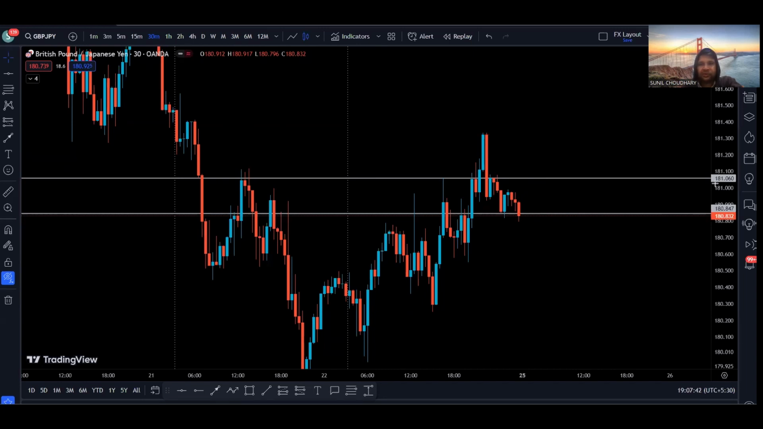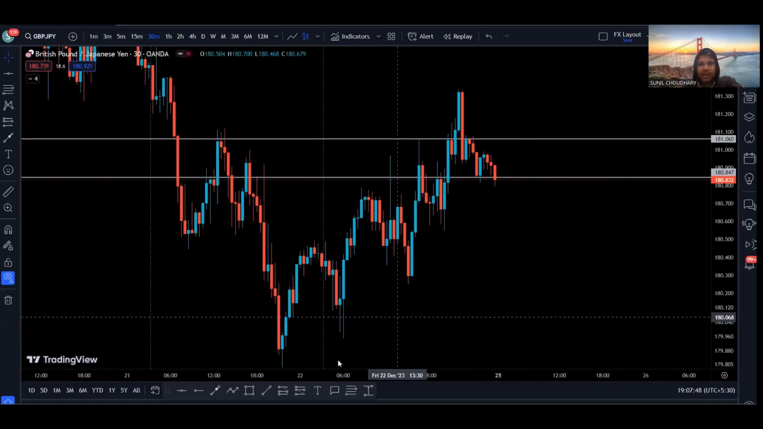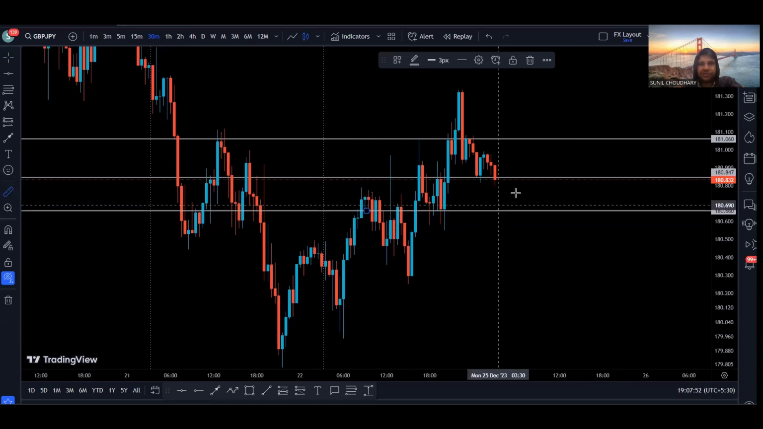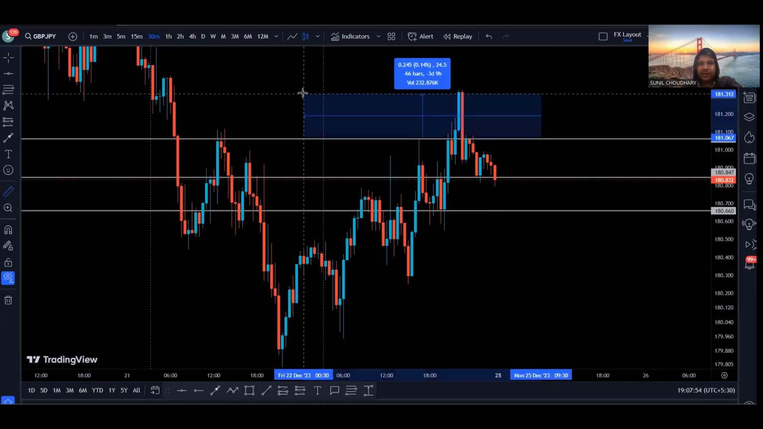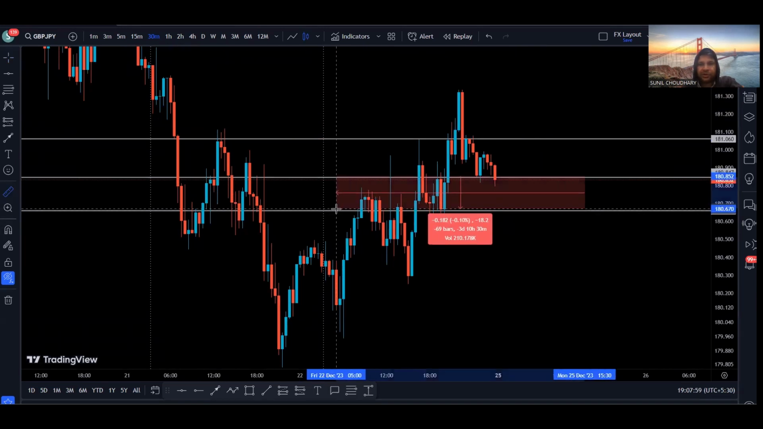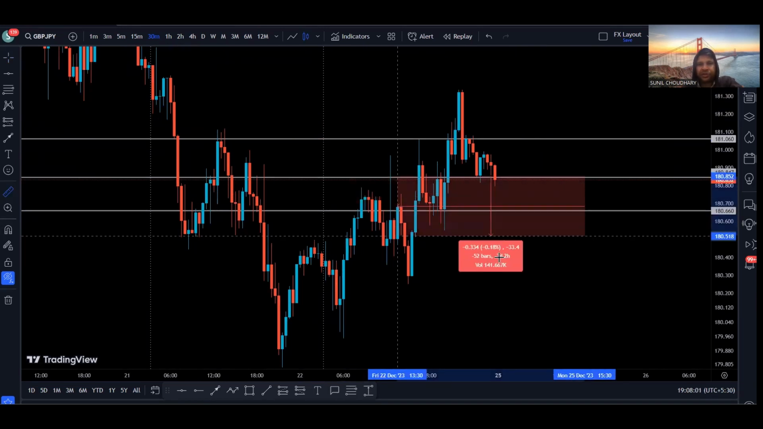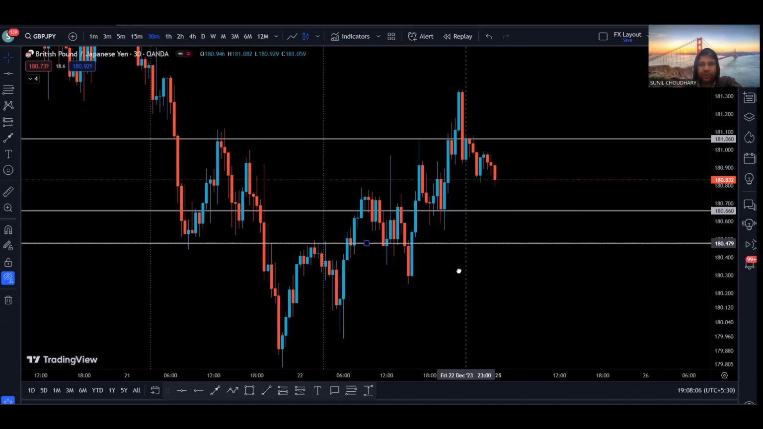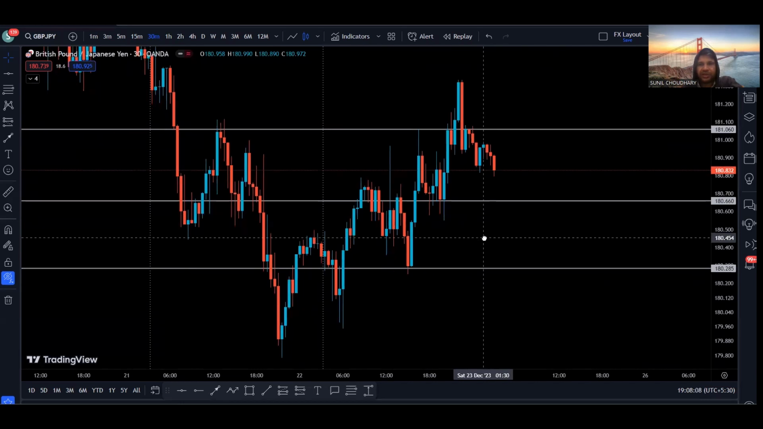Now to the downside, what can I see? Below this level there is another level which is right here. So now let's measure this range. Here we have like a 25 pip range. Now how much is the range here? We don't have enough range. It's 18 pips or something. So I believe we keep this one as a support, and the next support is right here.